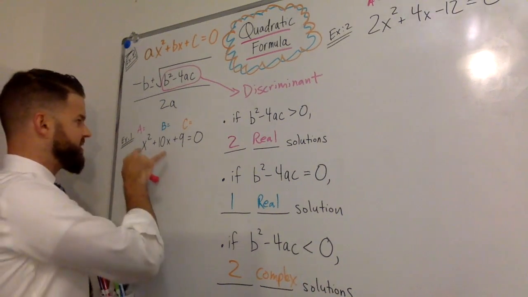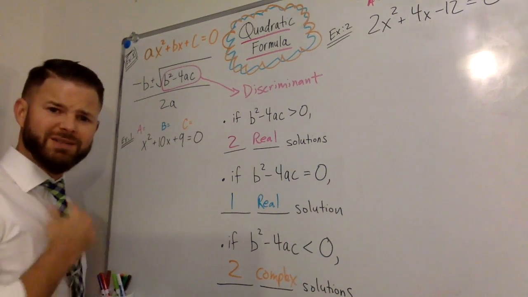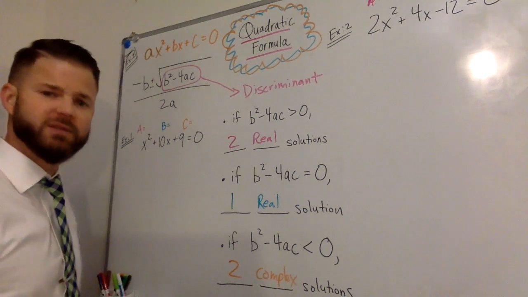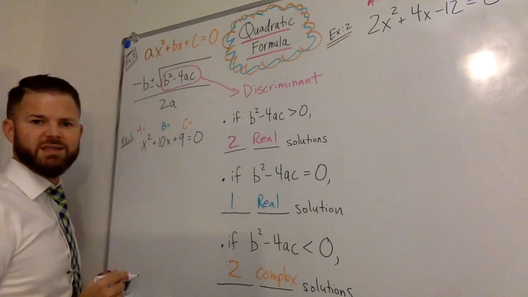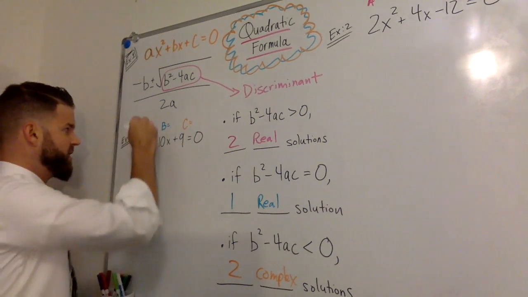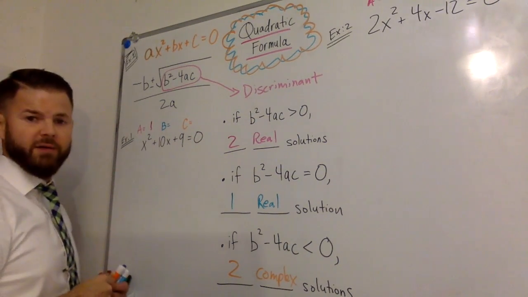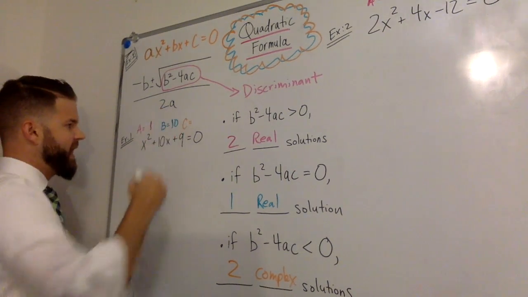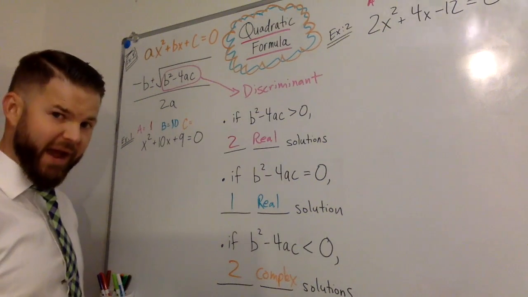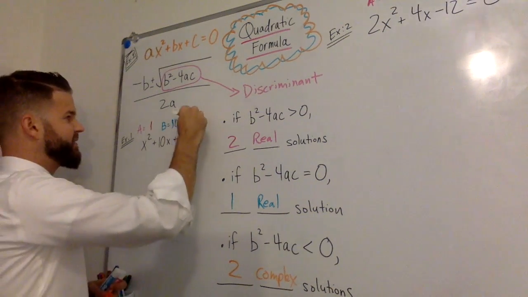What I got for you is I got some colors and I got some questions, and I want some answers. All right? So in this example here, I want you to help me identify our a, b's, and c's. Off the bat, what's my a? That's a 1. How about my b's? That's a 10. How about my c's? Yeah, 9 will do it.